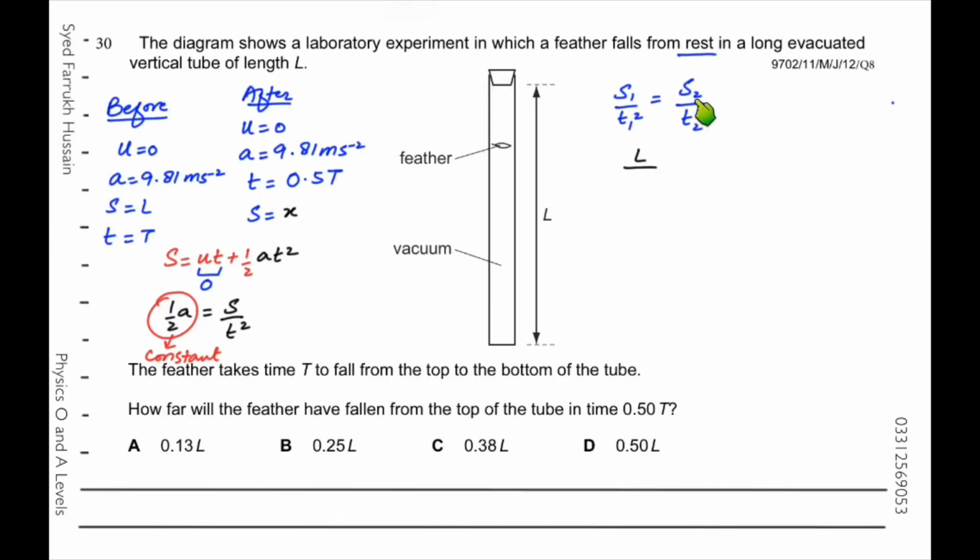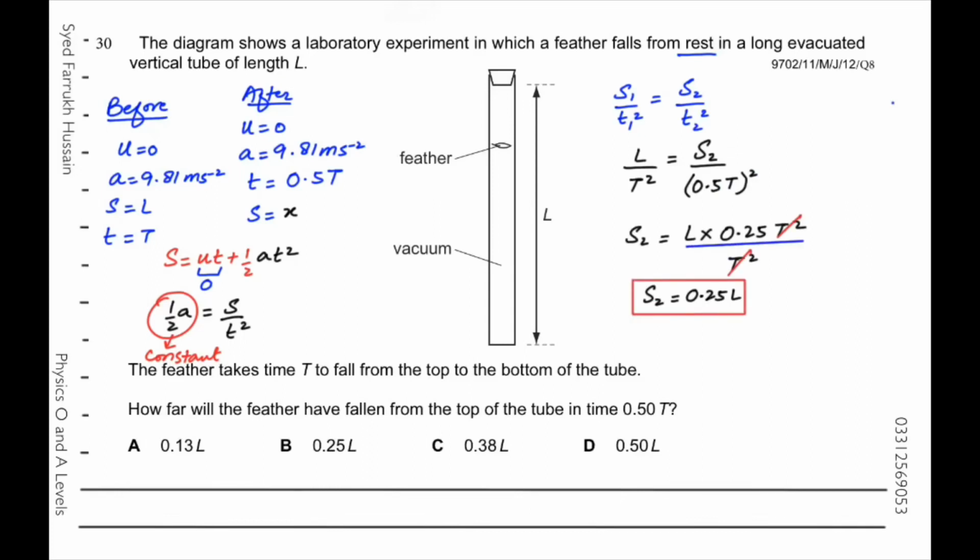You have to find the distance finally, which means in 0.50 t. So I'm substituting the values to find s2. S2 in terms of L is 0.25 L by this working.